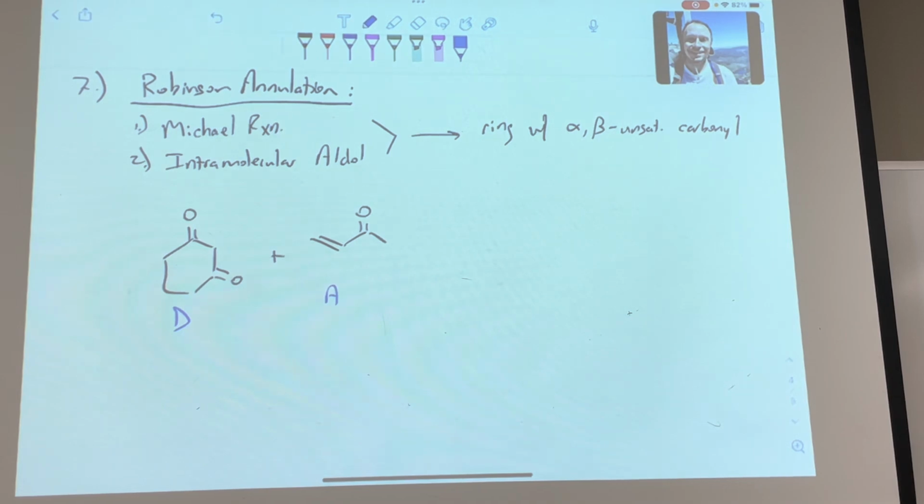So on the basis of that, I know how this reaction starts. I'm going to take these two, mix them together in the presence of some base. I need the base because that's going to deprotonate the doubly activated alpha position of the donor. And once you deprotonate and make the anion, it's going to attack the Michael acceptor at its beta position.